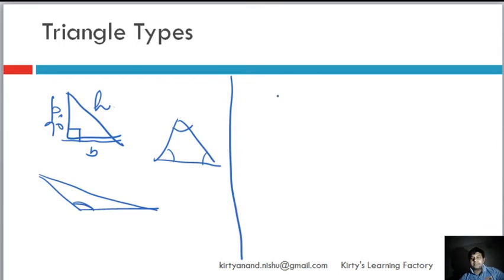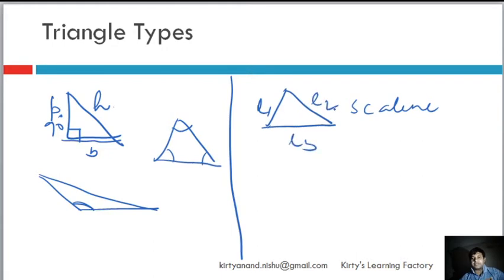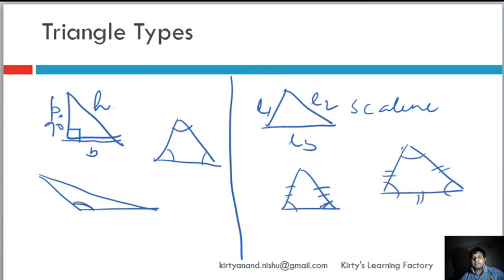Now let's see basis the length of sides. Three types of triangles. One is scalene triangle, where L1 is not equal to L2 is not equal to L3. All three sides are of different length. Then number 2 is the isosceles triangle, in which two sides are equal. And then the third type of triangle is the equilateral triangle, and all the three sides are equal. All the three angles are equal too. In isosceles, if these are the two opposite sides which are equal, then the opposite angles will be equal. This is called the base.